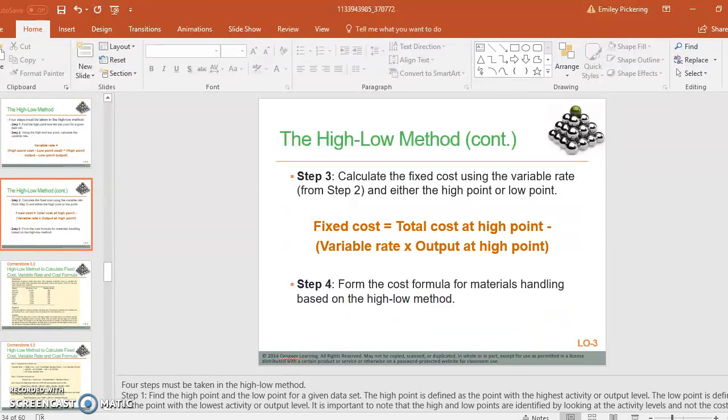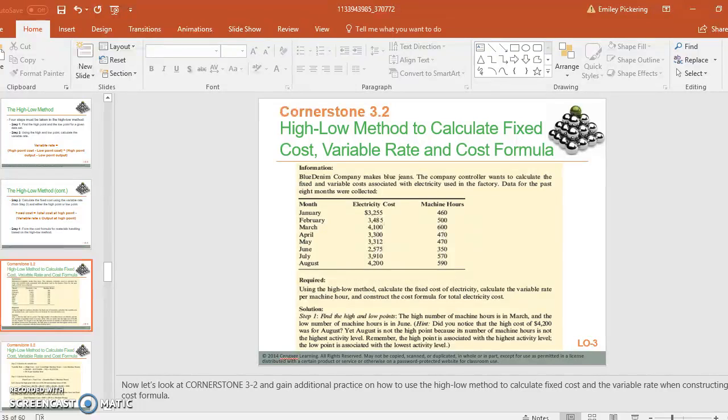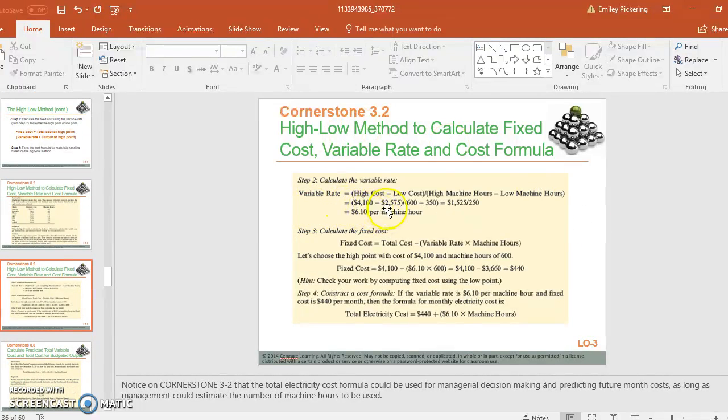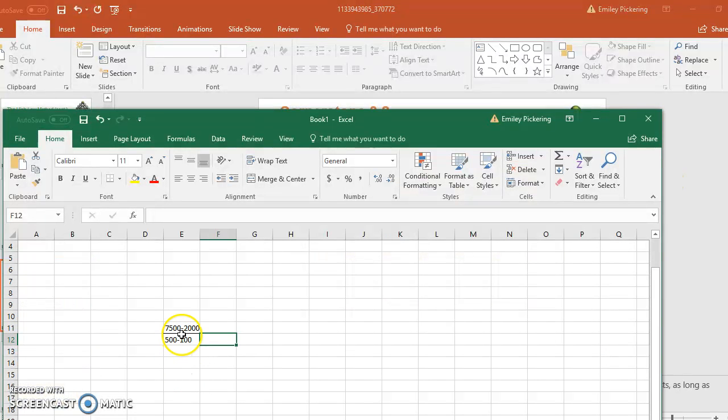Okay. Now, once you have your variable rate, then you can take that cost formula you just had and go ahead and find your fixed cost. Okay, so in this case, they went ahead and plugged in their high cost minus their low cost over their high machine hours minus their low machine hours, and they got their variable rate of $6.10 per hour. Well, then I can just plug that in. So if I know that my fixed cost is, in this case, 4,100 minus 610 times 600, then I know that my fixed cost is $440.